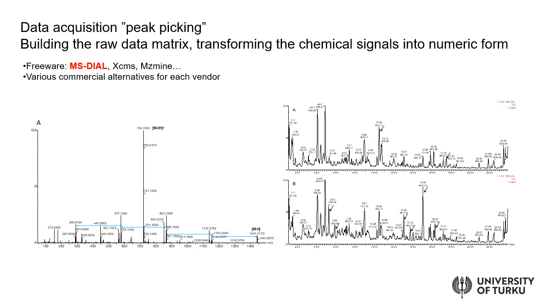And here there are various different freeware with which you can do this peak picking. For example, MS-DIAL that you will get familiar with later on during this course. And also there are various commercial alternatives. So each of the vendors who produce mass spec instruments, they also have their own software for metabolomics analysis. But our lab has already for several years utilized the freeware called MS-DIAL.